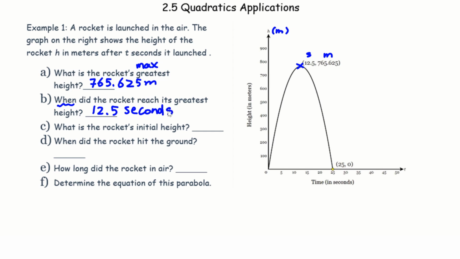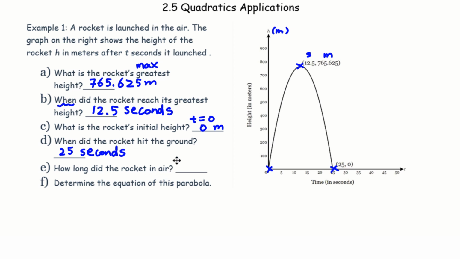And what's the initial height? Initial height means t equals 0, so it's the y-intercept. It's here, at 0, 0, so it's 0 meters. When did the rocket hit the ground? Hit the ground means x-intercept, the height is 0, so it's t equals 25. When means asking you for time, so the units should be seconds.